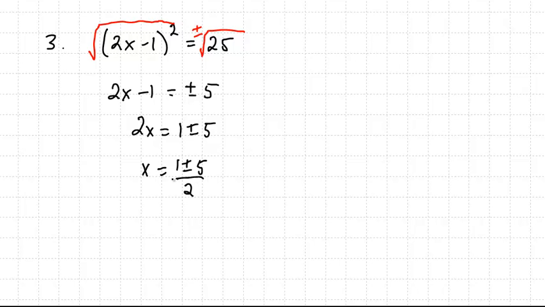Now, things here can be simplified. This expression, 1 plus or minus 5 over 2, is the same as writing the two expressions 1 plus 5 over 2 and 1 minus 5 over 2. Simplifying each of these expressions gives us x equals either 3 or negative 2.